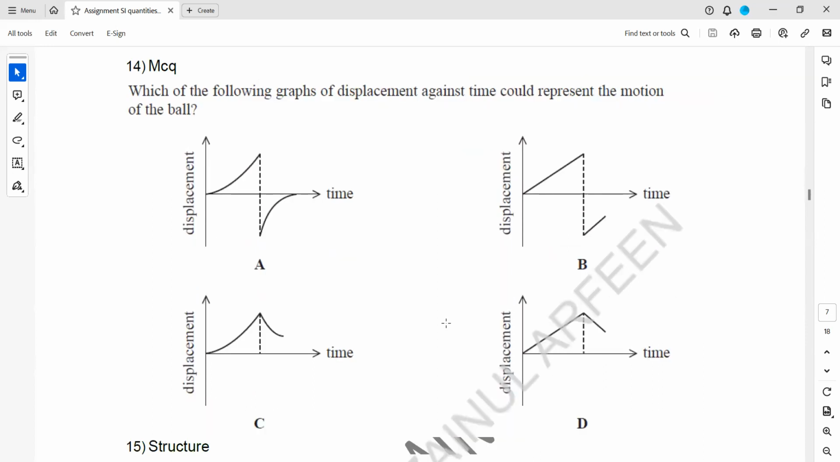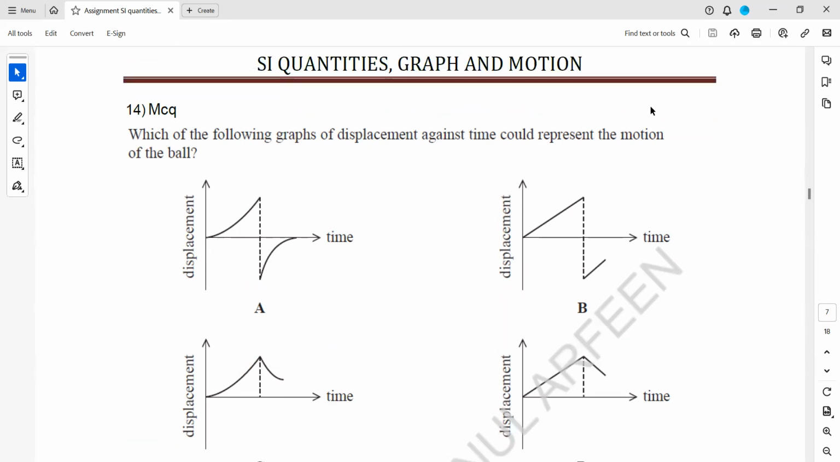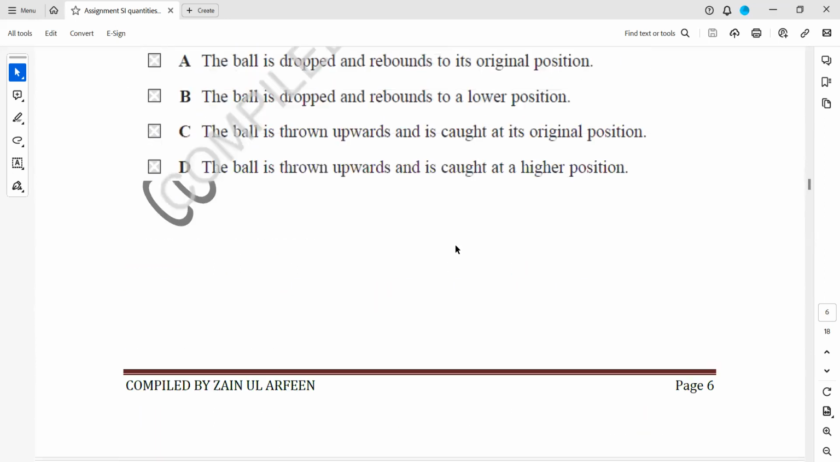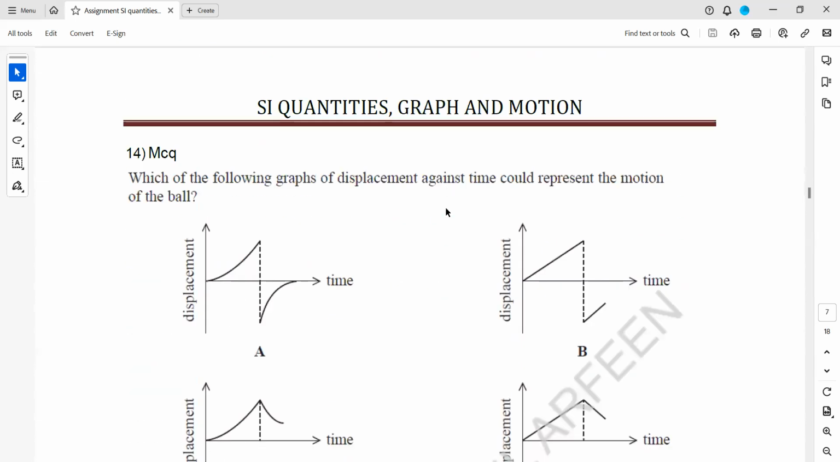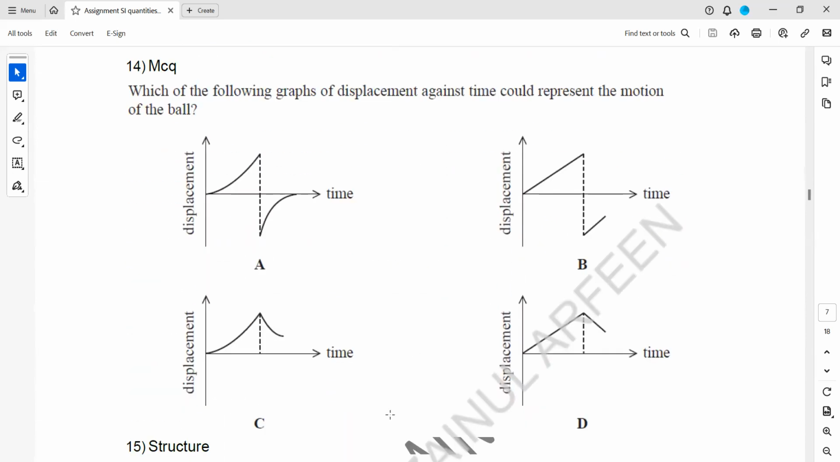Which of the following graphs of displacement against time could represent the motion of a ball? So this is a displacement time graph. This is a similar question, representing a displacement time graph for this.